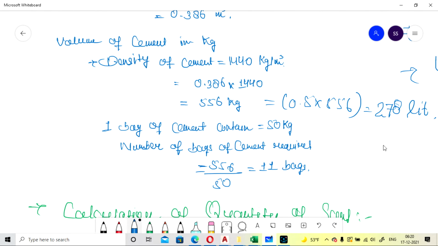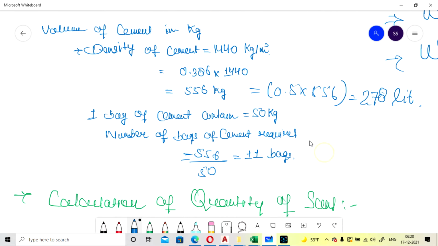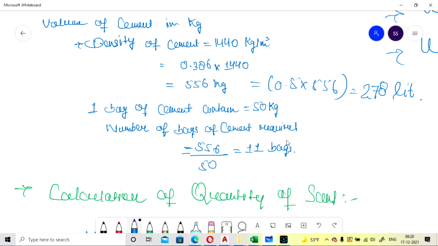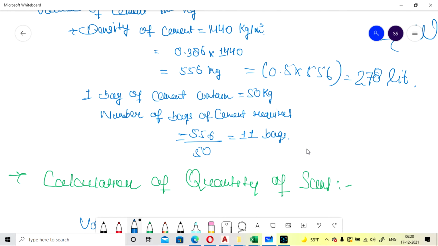So now what you have to do: one bag of cement contains 50 kg, and it is available in your shops. Every bag of cement will contain 50 kg. So the number of bags of cement we have to calculate as 556 divided by 50, so it will come around 11 bags. Okay, so we have to buy 11 bags for that.